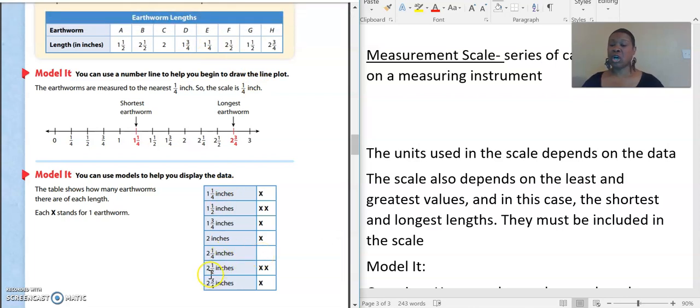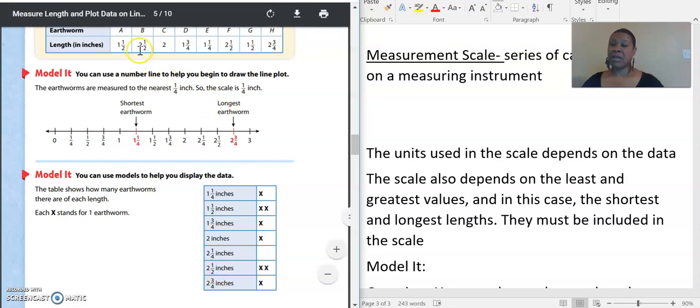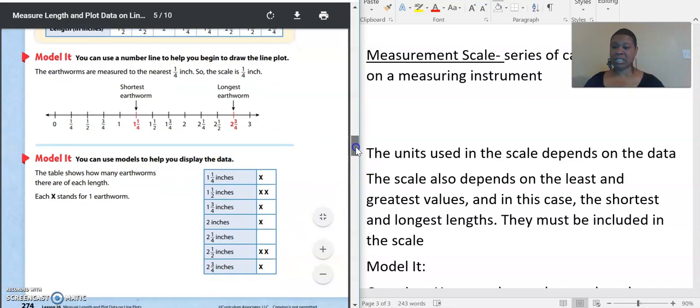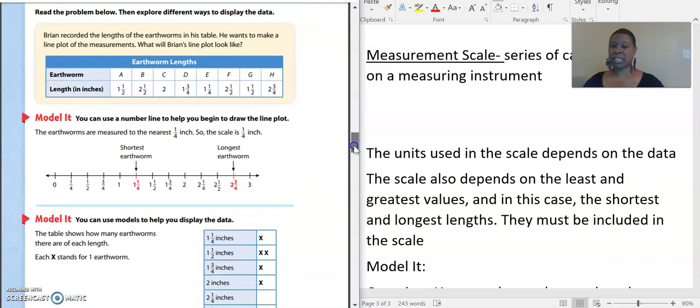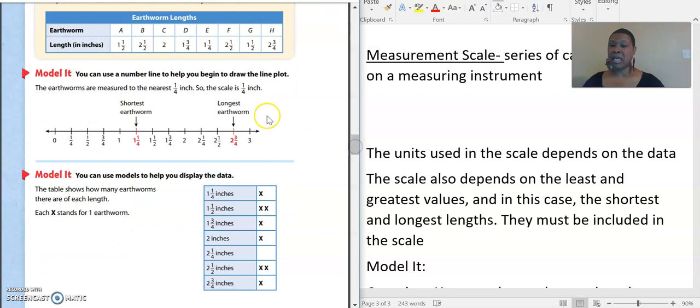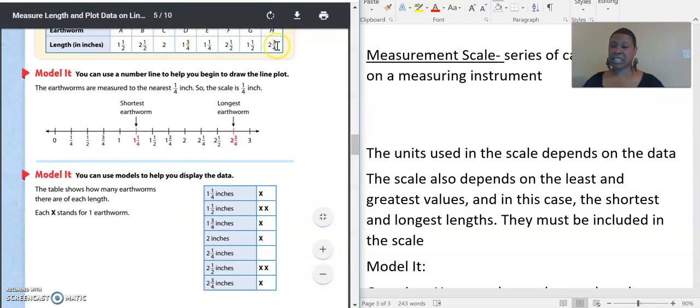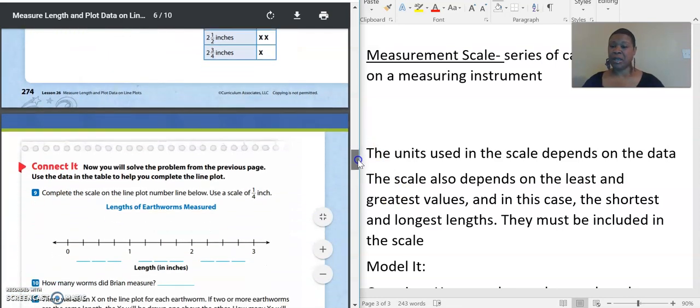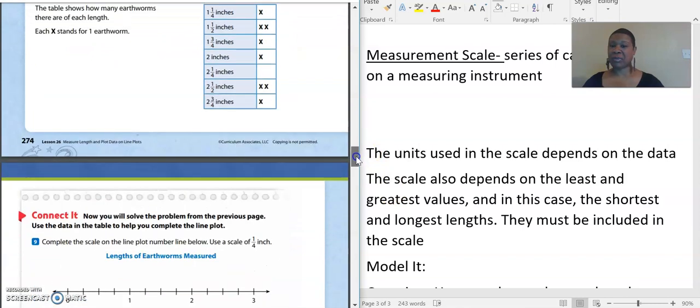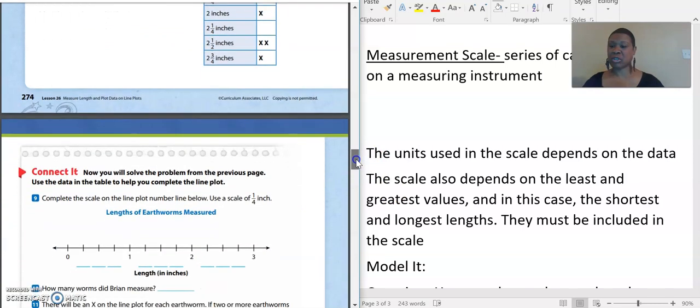Okay, so next we have 2 inches and 1/2. Let's see how many earthworms were 2 inches and 1/2. That's 1 there, and another one. So it's 2 X's, which stands for 2 earthworms. And let's find out how many are 2 3/4. Up above, it says it's only 1, so we put 1 X there. Now that we have that recorded, let's take a glance at it. You might have to scroll back up.